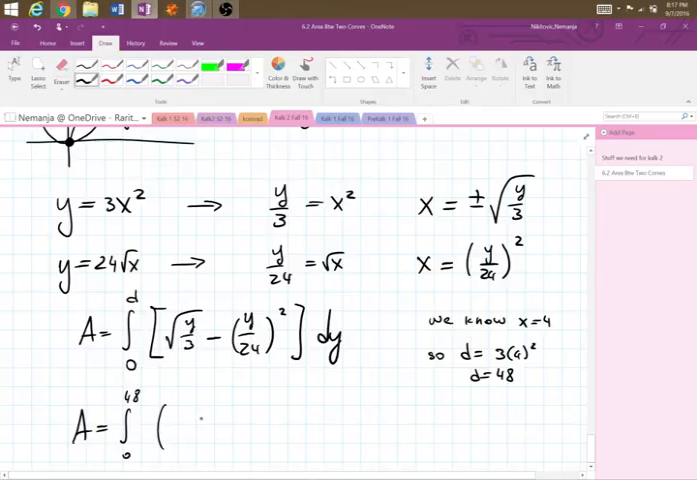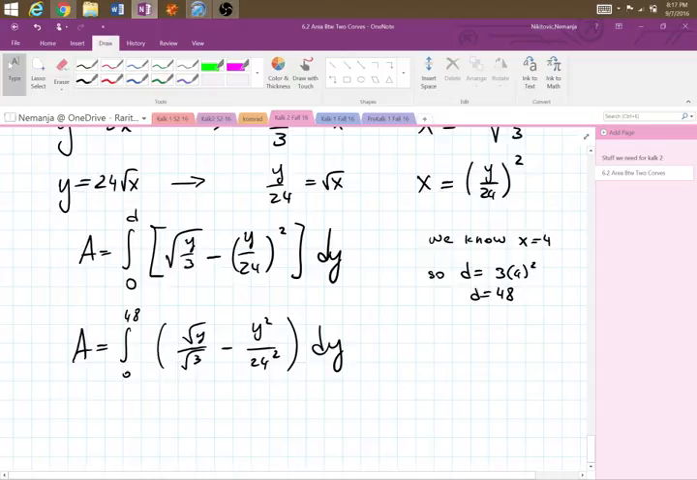So we have a square root of y over 3 minus y squared over 24 squared. Actually, I'm going to put this root 3 and like this. And we don't have to rationalize. So now, as we compute this, it hopefully works out.